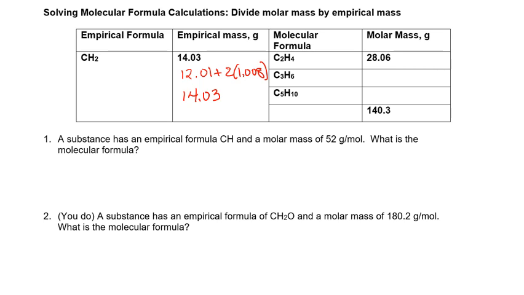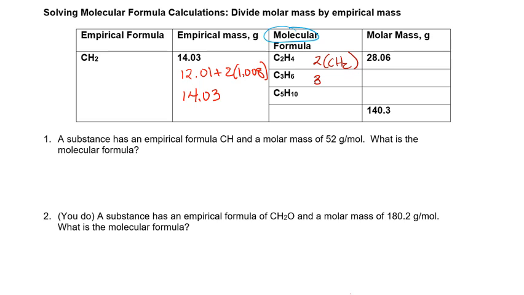Now, we've got an empirical formula of CH2. Now I want you to look over at the molecular formula column. We have C2H4. That means that we've got 2 of the CH2 units. Notice that our molar mass is twice 14.03. Now let's say instead we have C3H6.